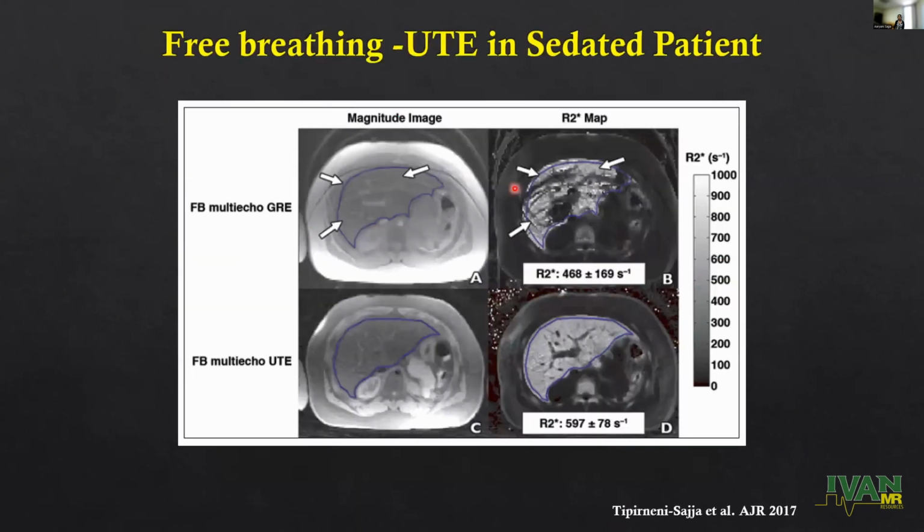And this is one more example in a sedated patient. This is a free breathing GRE, and you see all these artifacts causing R2 star underestimation, and it would affect the iron quantification. Whereas with UTE, you see only minimal streaking artifacts because of radial sampling, but the R2 star values are still reliable, and you can see the vasculature very clearly.